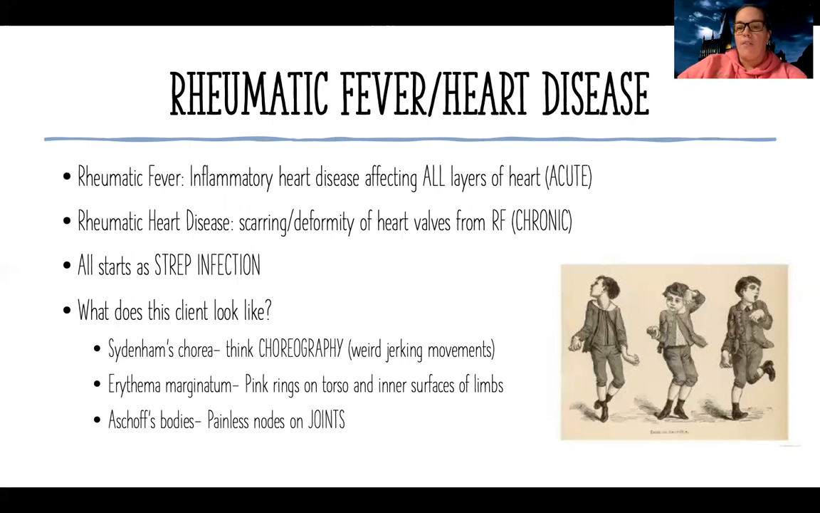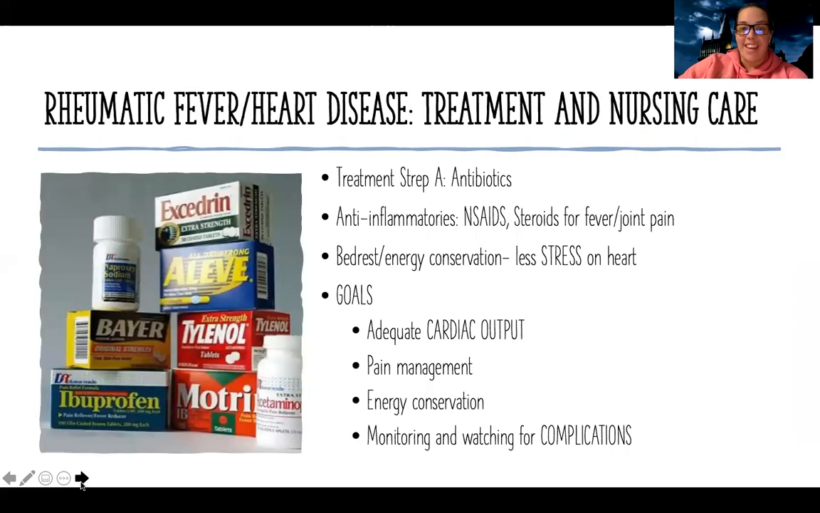But I always think for the first one, this is kind of the picture that I have here. Think choreography. It's like a weird jerking movement that they can sometimes have. They can also have these little like rings that they can get on their torsos and inner surface of their limbs. That's a skin manifestation of this disorder. And they can also have these painless nodes on their joints. So you kind of see again, that weird connection between heart problems and joint problems as well. The heart's connected to everything.